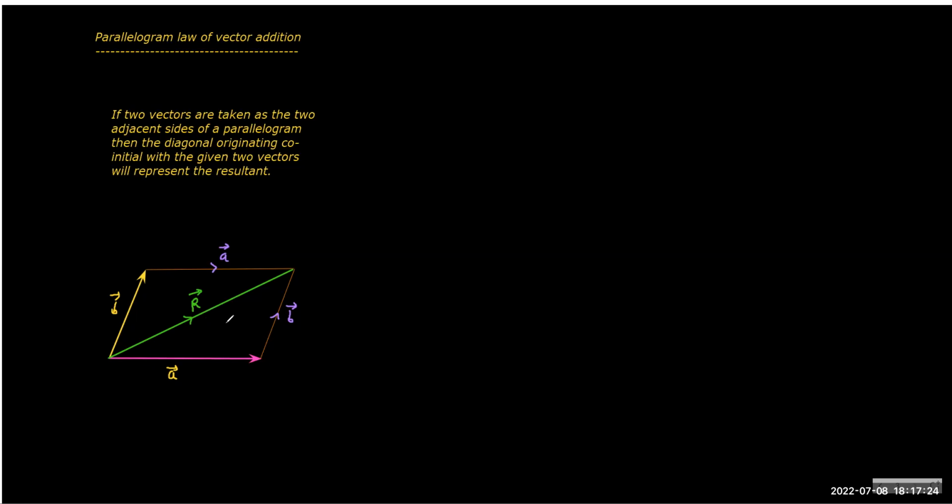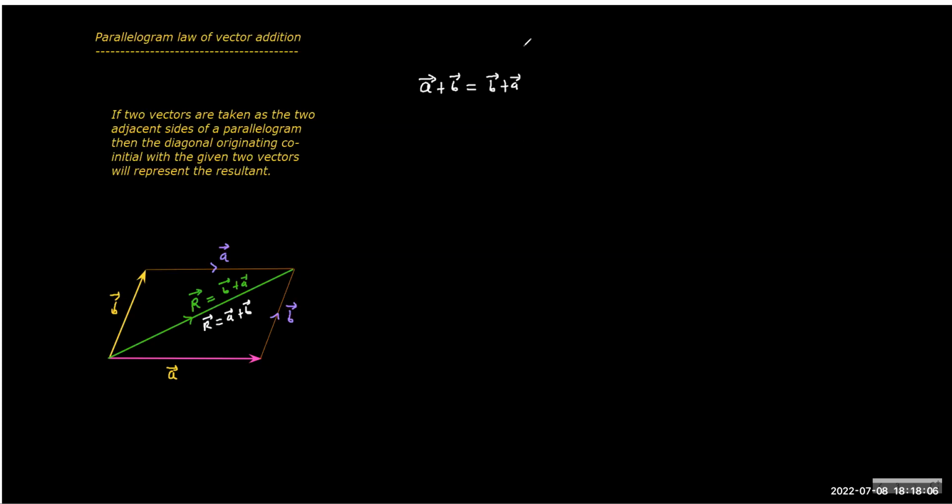If you look at the lower triangle, what can you say? R equals A plus B. What if you use the upper triangle? Can we say B plus A represents R? So you can see R can be expressed in two ways, A plus B or B plus A, and both end up at the same diagonal. So can we say from this triangle that A plus B is the same as B plus A?